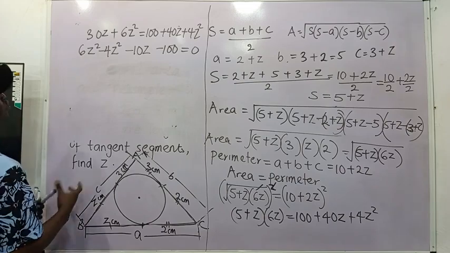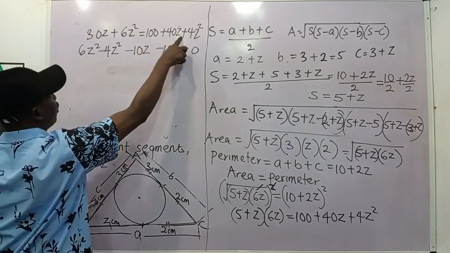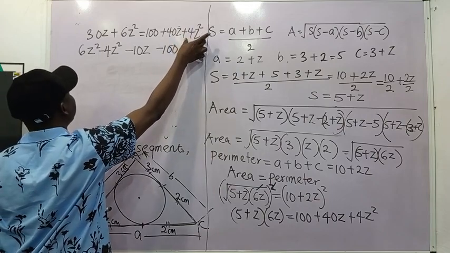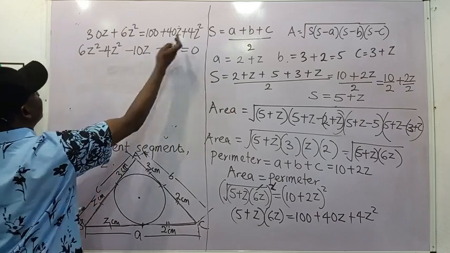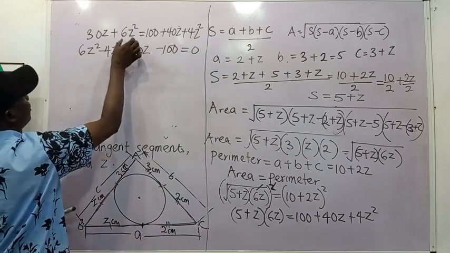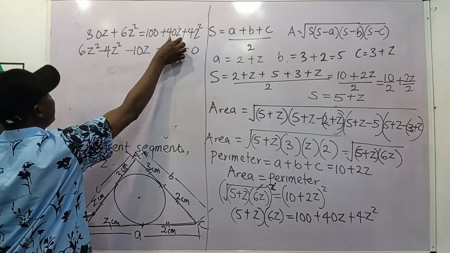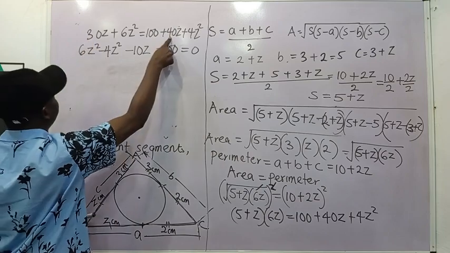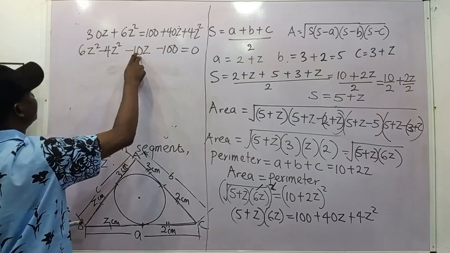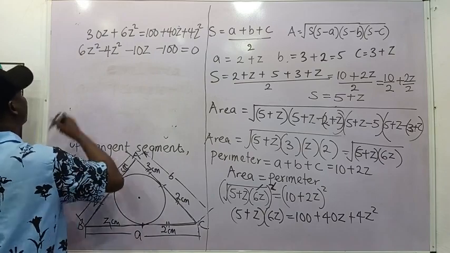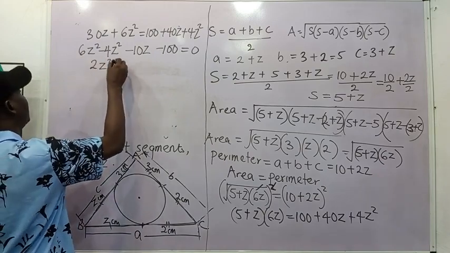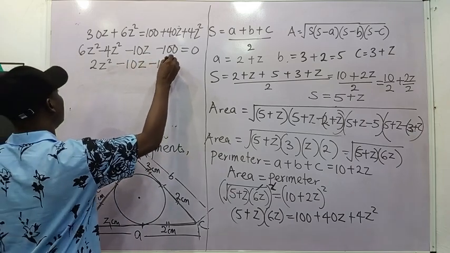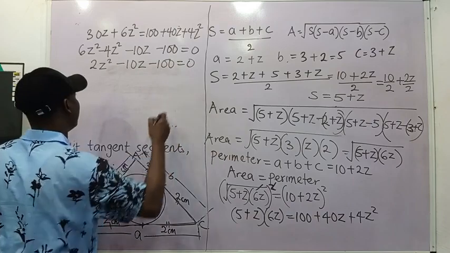So I believe this is clear now. We have moved this plus. Subtract both sides by minus 4z square. You have this. Then this one, subtract both sides by minus 40z. So I would have minus 40z here, minus 40z here. I would have this. And I think we are on the right track. So this one have minus 10z minus 100 equal to 0.